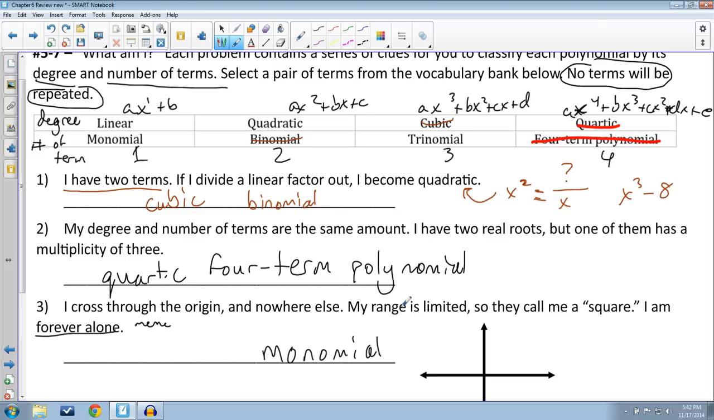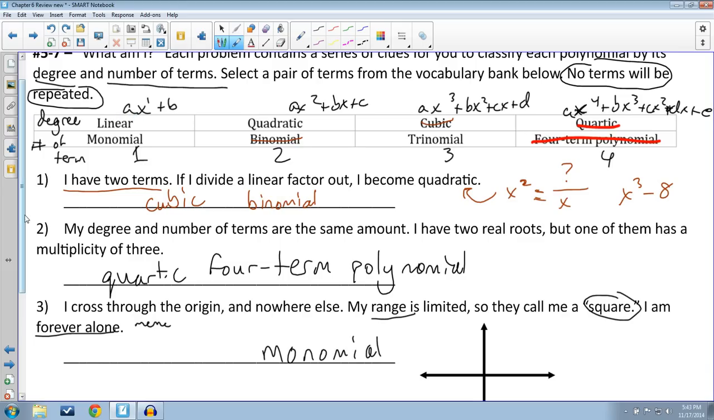My range is limited. Range. Now before I was trying to make some jokes like, oh, you have less range than Taylor Swift, stuff like that. Or even though you have more range than Taylor Swift, it's still limited. Whatever I was coming up with. My range is limited, so they call me a square. Square like a loser, whatever else. Square. When do we use square? You think about x squared, square, quadratic. That's what I was going for. Even if you didn't know it. You're between quadratic and linear.